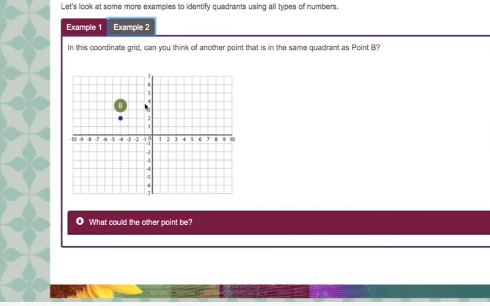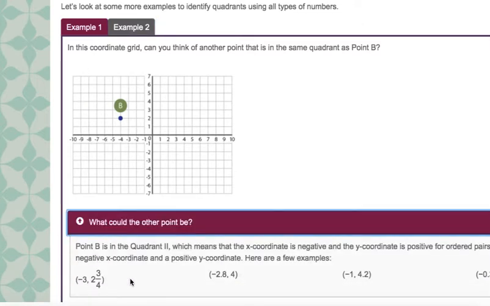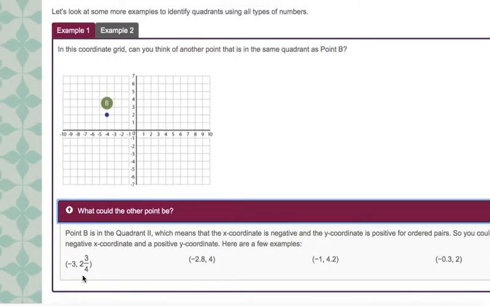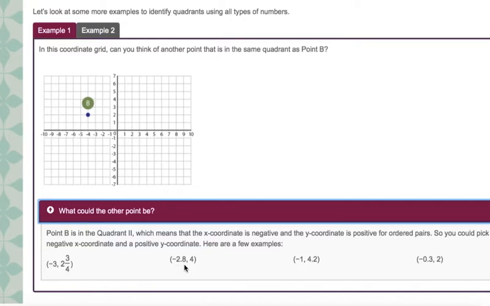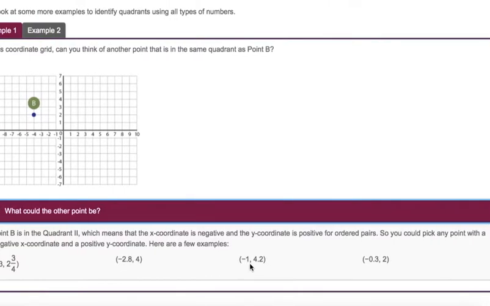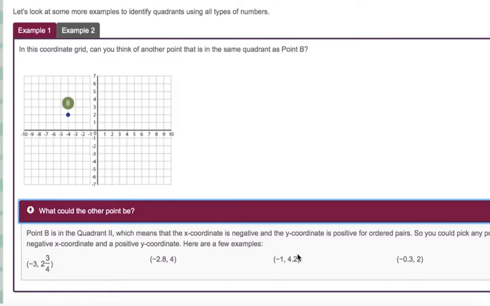But any point that you would choose, your first number has to be negative. So it would be a negative x value and a positive y value. So an example could be any of these that they have here. You could say negative 3, 2 and 3/4. You could say negative 2 and 8/10, 4. Negative 1 and 4 2/10, or negative 3/10 and positive 2. So in each of these examples, I want you to notice that the first coordinate was negative. The second coordinate is positive.